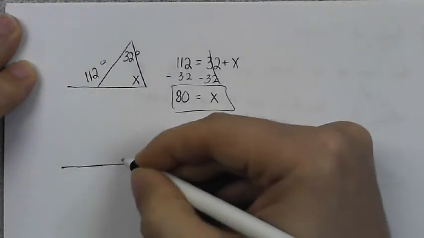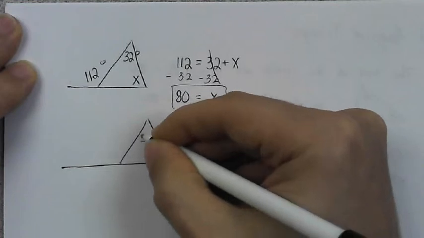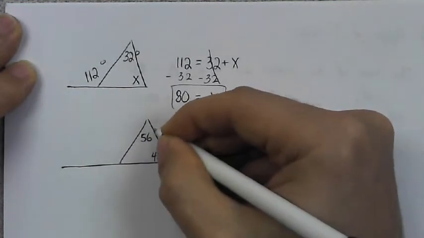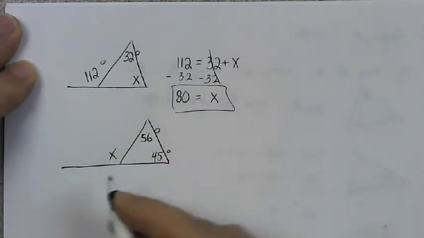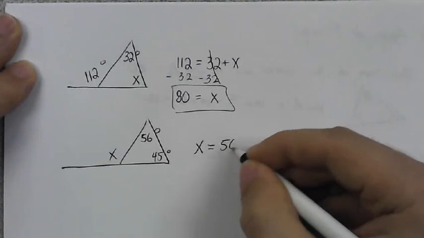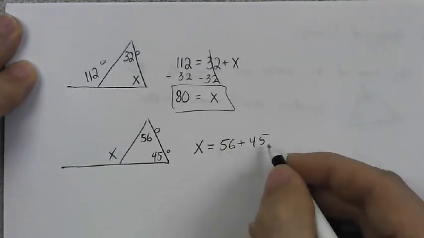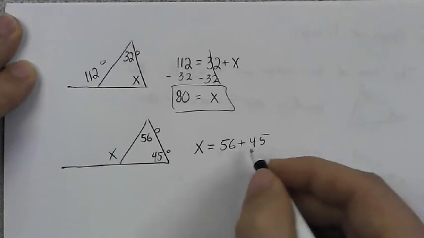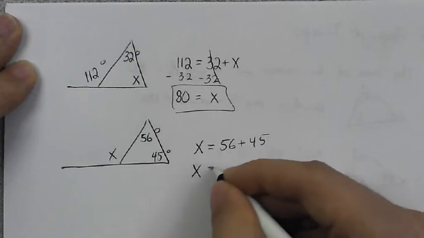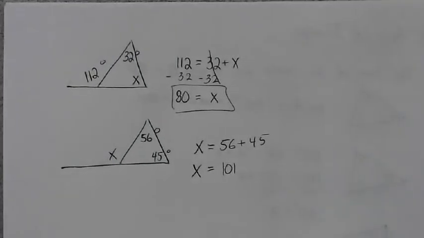Another way a similar question can be asked is if we have these two angles, 45 degrees and 56 degrees, and I want to know what the exterior angle is. So now we have X equals 56 plus 45. And all we do is just add these two numbers, and that is going to be 101. And it's just that easy, and that pretty much sums it up for this section.